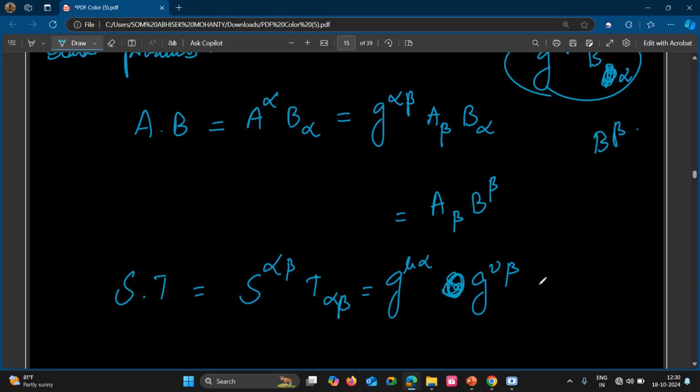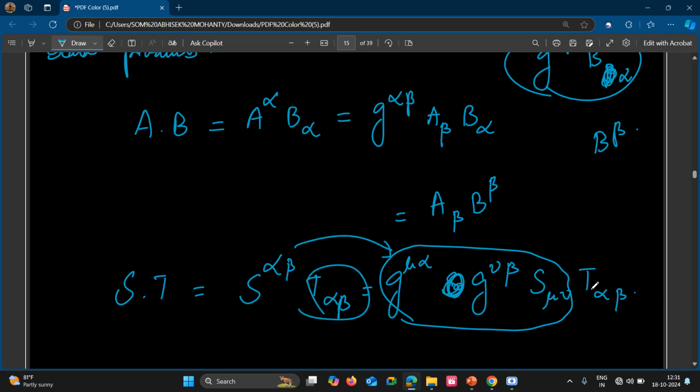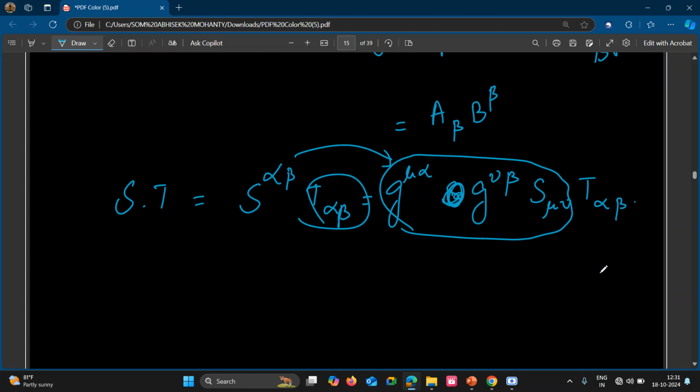For this one also we have to write. After that we will apply S. For this one, mu has to be cancelled out. So mu and nu have to be cancelled out for this, and t alpha beta will remain as it is. Alright, did you get it? Yeah. Mu cancelled out, nu cancelled out, so s alpha beta remains as it is, and t alpha beta will be there.